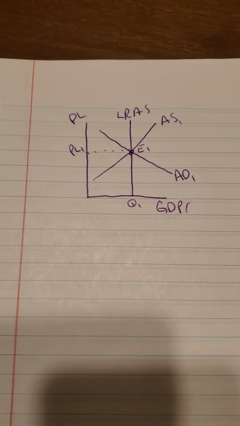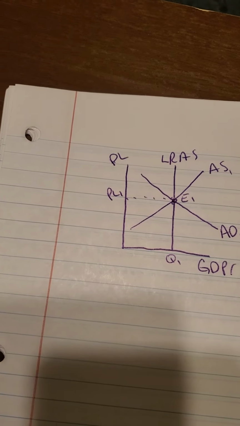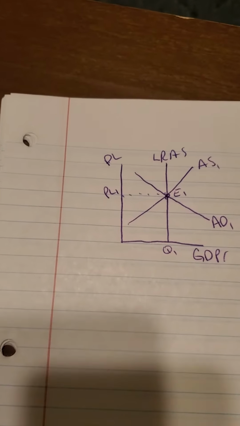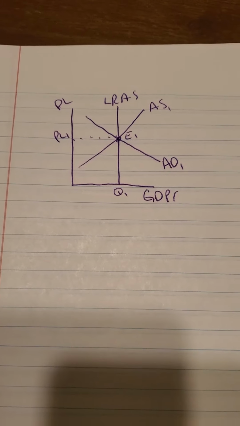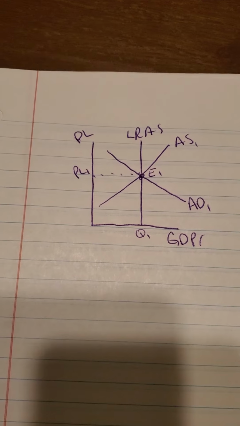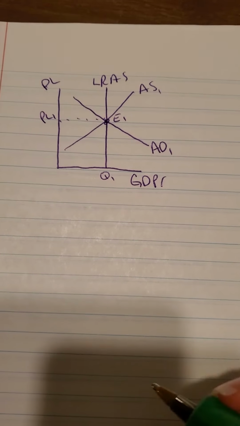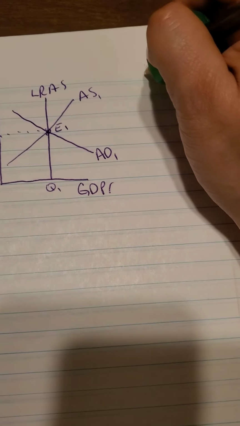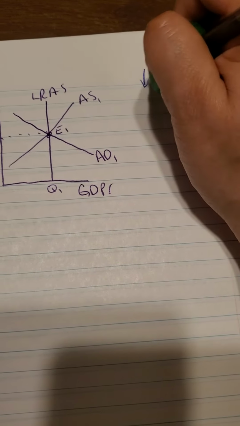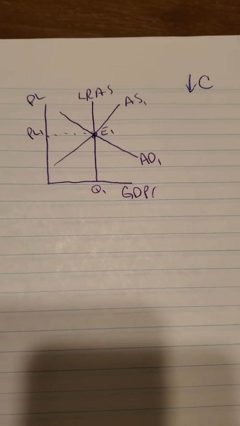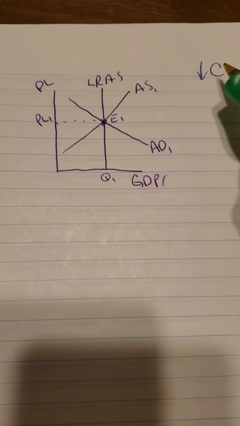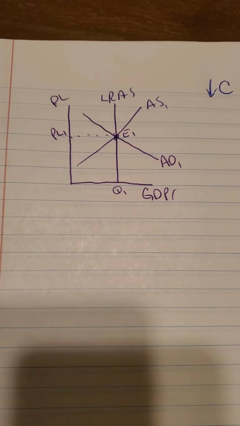Y'all feel free to fast forward wherever you need. I'm gonna give you guys some scenarios. If you want, you can pause the video and then try it out for yourself and then see if you did it correctly or not. Let's try an easy one. Let's just say that there is a decrease in consumer spending, right? Decrease in consumer spending. Remember that capital C is the correct abbreviation for consumer spending.